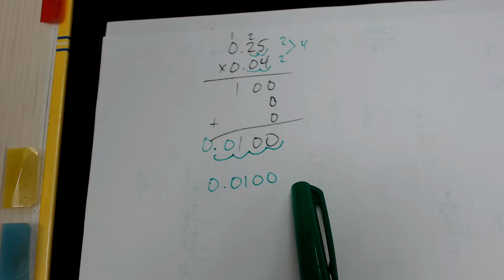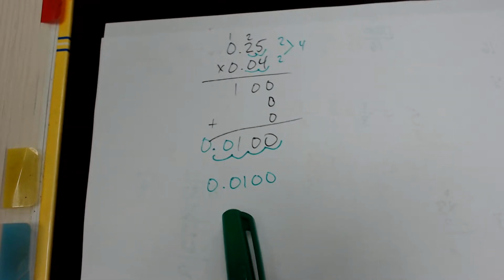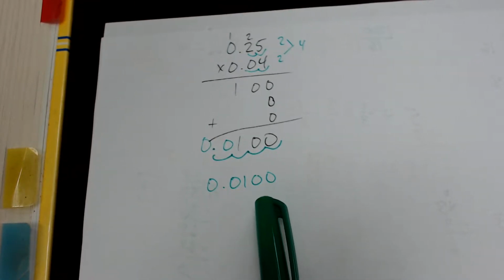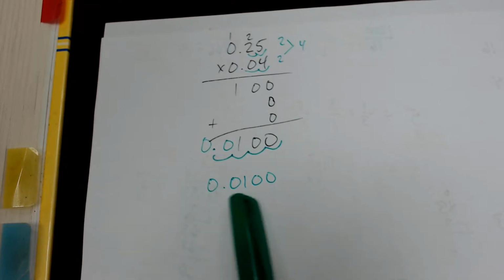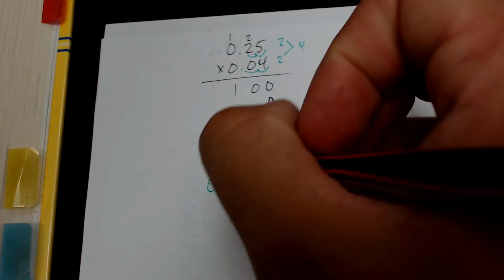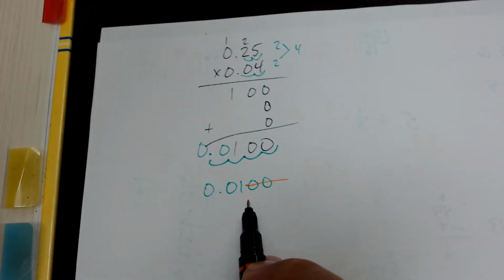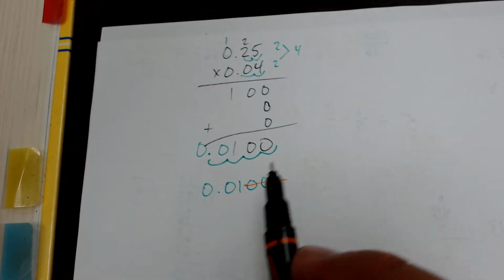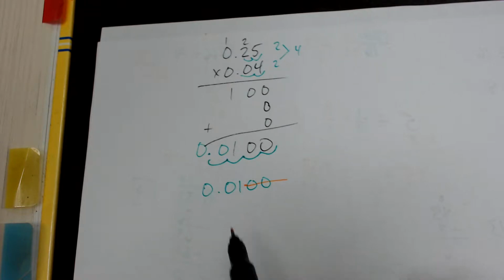Now what I mean by simplifying decimal numbers is when we get an answer like this and we've got extra zeros at the end, this decimal number would be read as 100 ten-thousandths, because this is the ten-thousandths place. The way we simplify them is we just get rid of any zeros on the end. They're unnecessary. So then we can just read this as 1 hundredth.